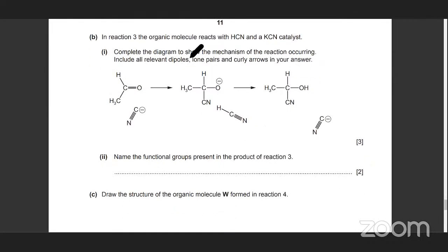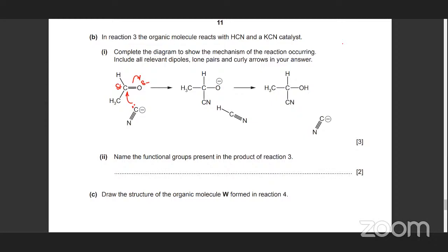Then he's saying that in reaction 3, now this is nucleophilic addition, and he's asking you to include all the relevant charges, etc. So the carbon over here is partial positive. There's a double bond O, so oxygen is partial negative. The lone pair on the CN minus is going to be attracted to this carbon, and the electrons in the double bond are going to get repelled. So this is what's happening.